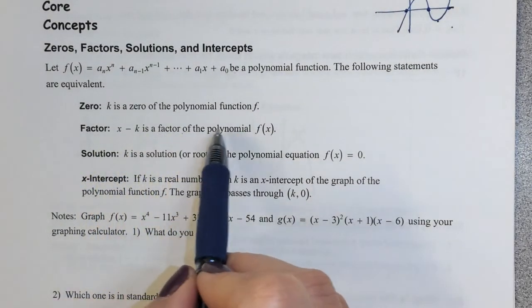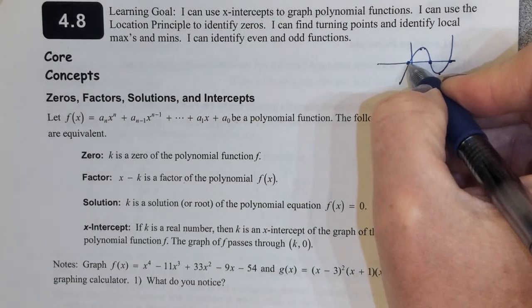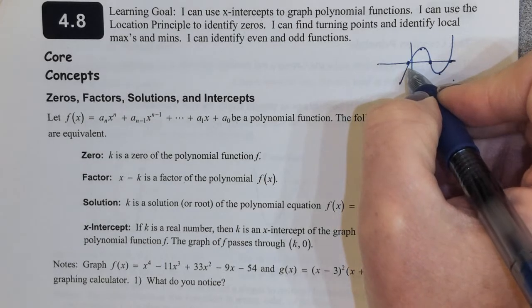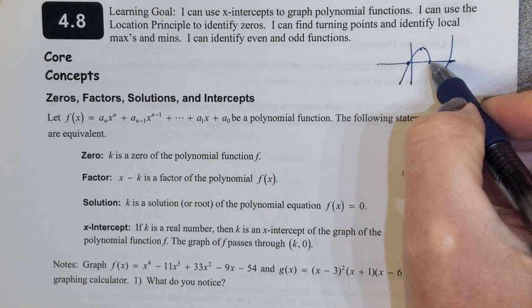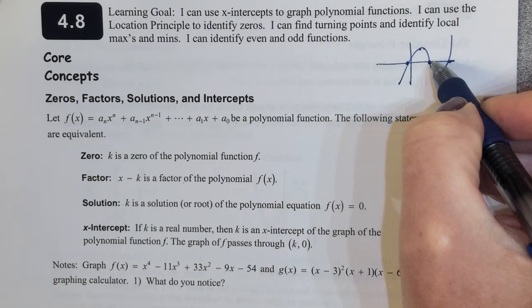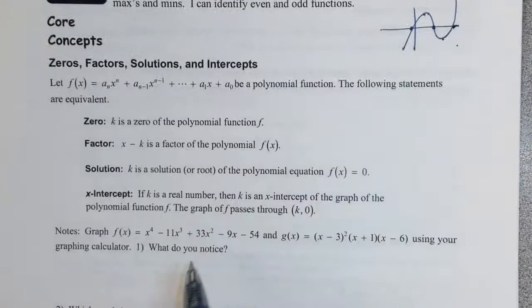x minus k is a factor of the polynomial. So let's say that that's at -1. As a factor, that would have been x plus 1. Let's say this is at 3. So 3 would be the 0, but the factor would have been x minus 3. Whereas that one would have been x plus 1. I hope I said that, not minus. This one, let's say that's at 5, then the factor would have been x minus 5.